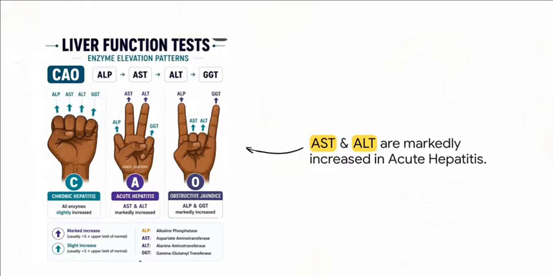So throw up that peace sign. Conceptually, we are looking at the 2 inner enzymes, AST and ALT. Notice the thick, upward purple arrows on those raised fingers. That indicates a marked increase. Meanwhile, the outer fingers stay curled down, with only those thin teal arrows, meaning they're just slightly increased. So remember, A is for acute is the peace sign, and the peace sign means your inner enzymes AST and ALT are the ones dramatically spiking.